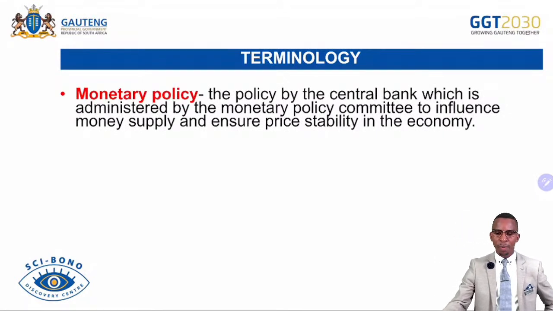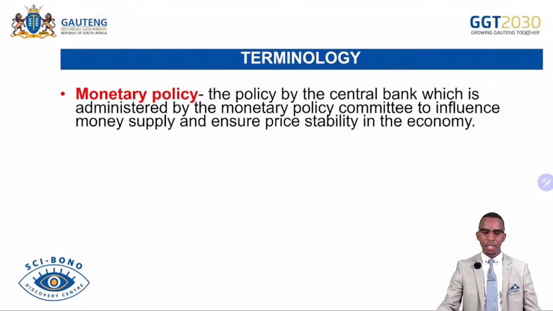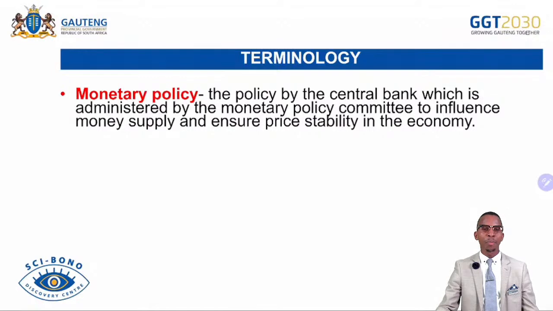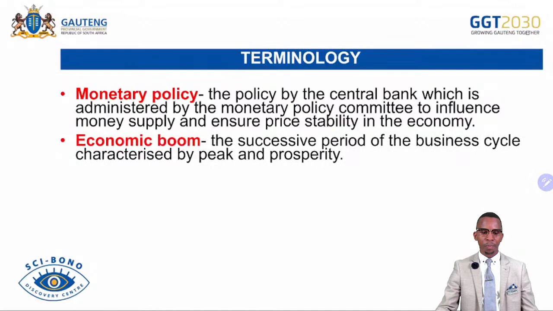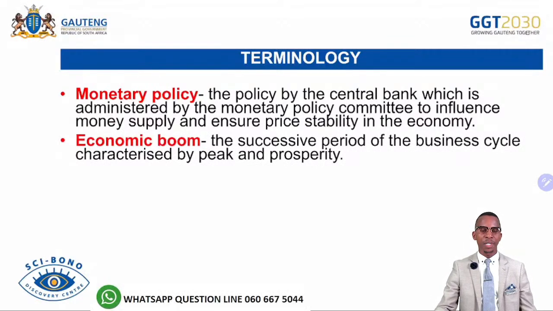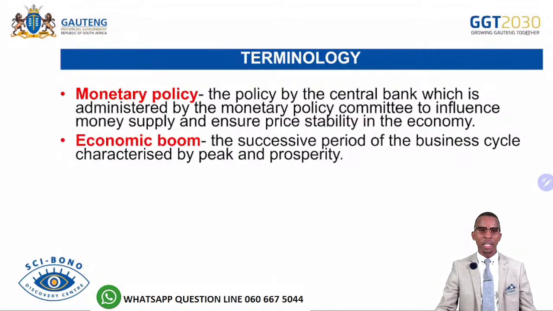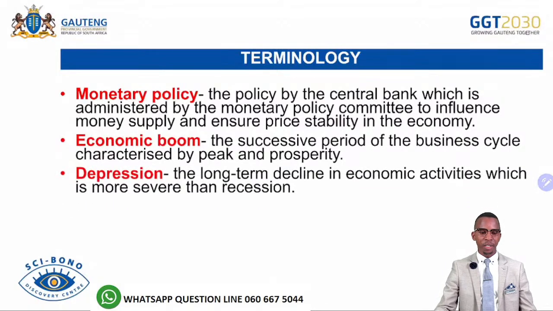The monetary policy. This is known as a policy by the central bank, which is administered by the Monetary Policy Committee, MPC, to influence the money supply and ensure price stability within the economy. Economic boom. The successive period of business cycle characterized by peak and prosperity. Remember, that's when the economy is doing very well. We call this an overheating economy in this position. The depression. The long-term decline in economic activities, which is more severe than recession.